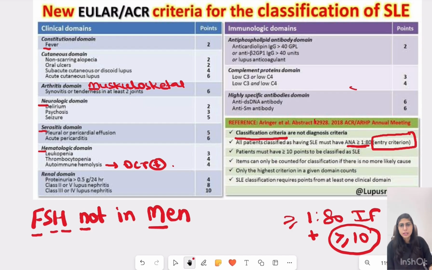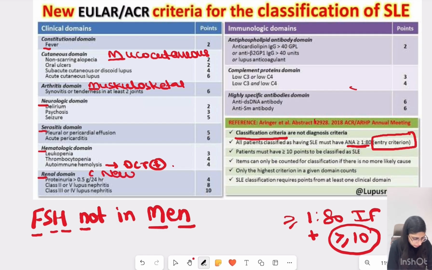Musculoskeletal. So synovitis in more than or equal to 2 joints. Please remember that. And M also stands for mucocutaneous. This N stands for nephrology, renal domain. In mucocutaneous, we have recurrent oral ulcers.